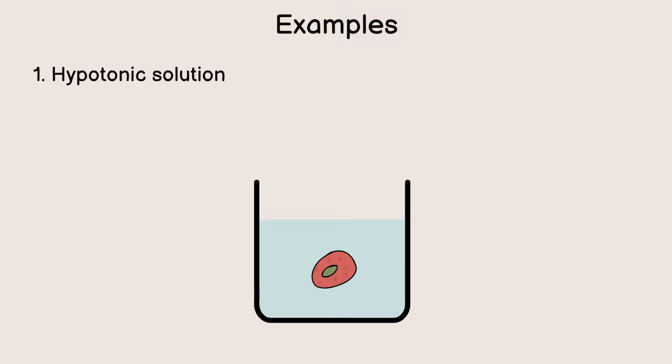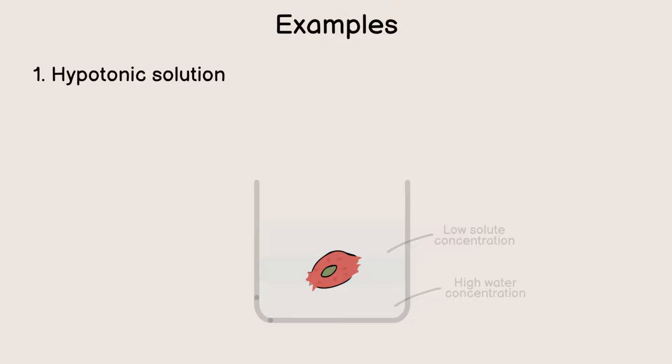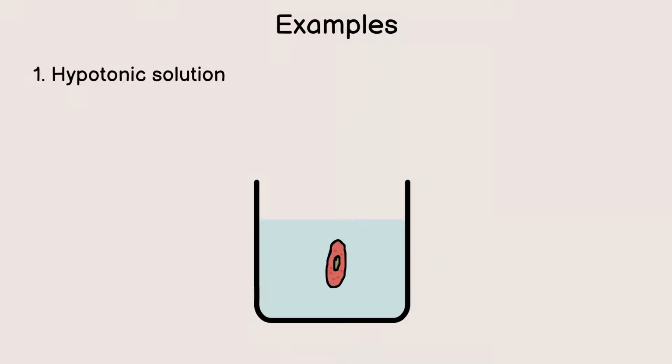When a cell is placed in a hypotonic solution, the cell swells, and sometimes it even bursts if too much water enters. A hypotonic solution is a solution that has a lower concentration of solutes and a higher concentration of water compared to the inside of a cell. When the cell is placed in the solution, the water enters the cell from the solution. If the water concentration difference in the cell and outside the cell is too large, the water enters into the cell so fast that the cell bursts.